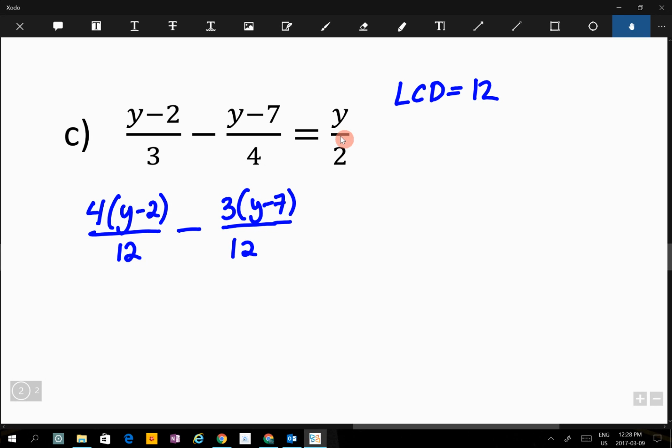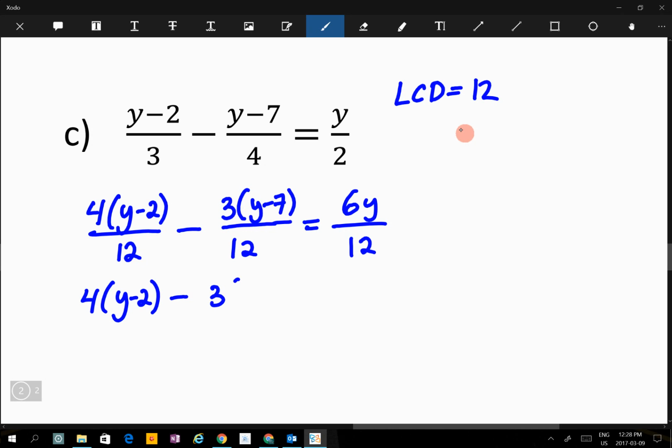On the right side, if I want to get a denominator of 12, I have to multiply 2 times 6. So I multiply the top by 6 as well. So I get 6 times y. Now that I have a common denominator, I can cancel them out. And that leaves me with 4 times (y minus 2) minus 3 times (y minus 7) equals 6y.